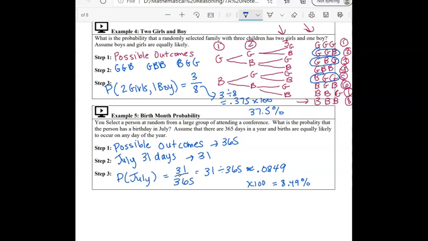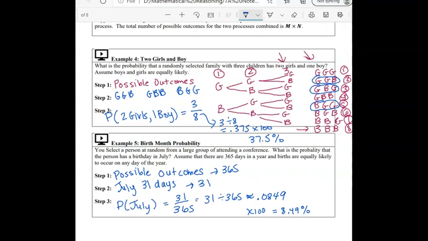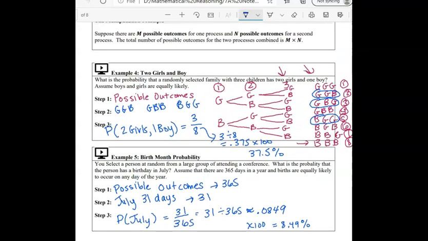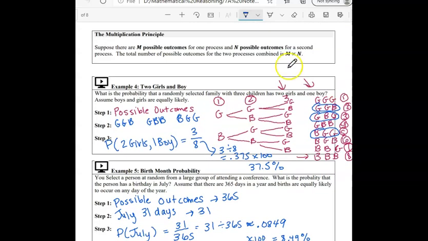So, what about that first problem that we were talking about? We're going to talk about them in the next class. We're going to talk about the multiplication principle a little bit more. We kind of started it. I do want to go back to it really quickly. It says that suppose there are m possible outcomes for one process and n possible outcomes for a second process, then the total number of outcomes for the 2 processes is when you multiply them together.